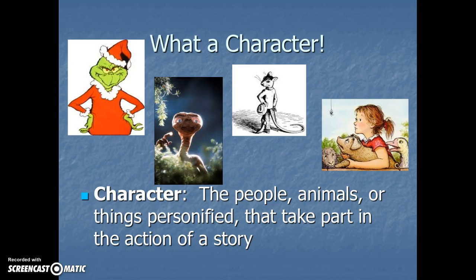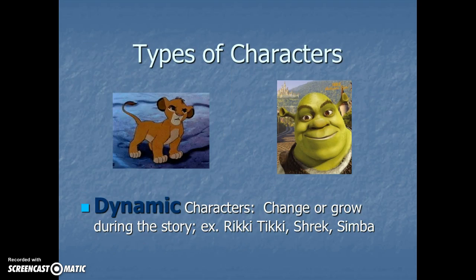First of all, what are characters? They're the people, animals, or things personified that take part in the action of a story. There are 2 main types of characters. There are dynamic characters that change or grow during the story. A good example would be Rikki Tikki. He changed throughout the story. Shrek is definitely an example. He started out as a mean ogre, became kind, and got married. And Simba. Simba started out very cocky, very sure of himself, kind of had to go get defeated and then come back.